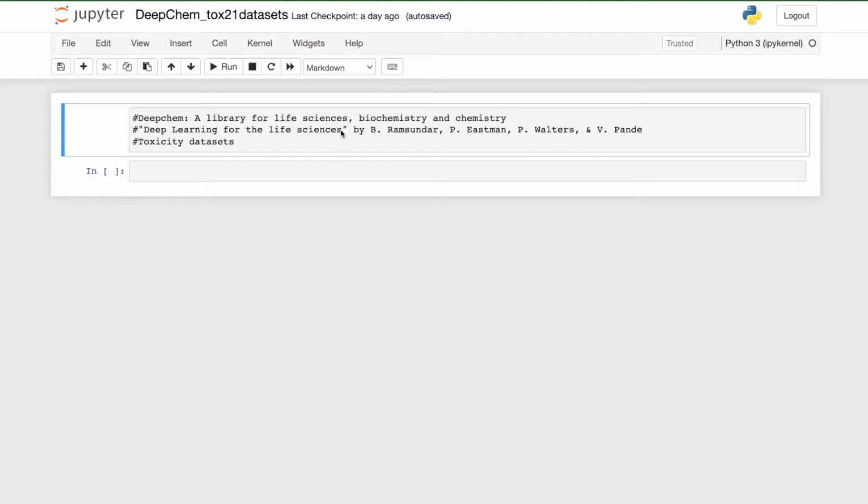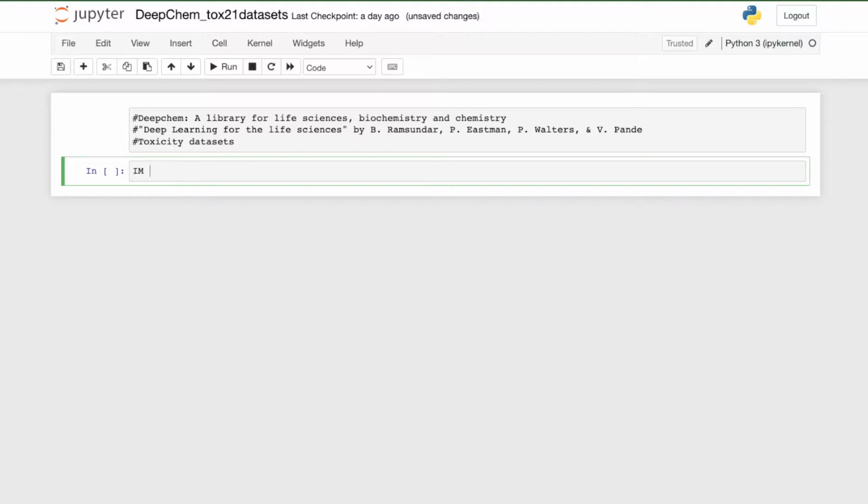And this is a nicely written book. I will be making this tutorial on the toxicity datasets. This dataset is openly available. DeepChem is fantastic in terms of collecting datasets. They have a huge collection of datasets that you can take advantage of, and it's pretty nice. So let's begin this tutorial.